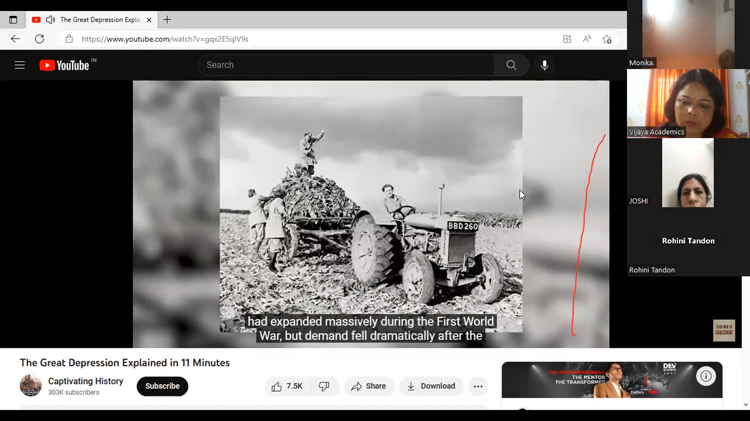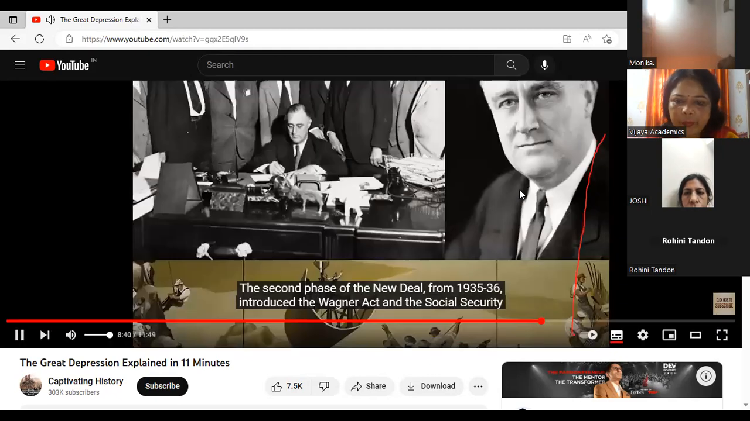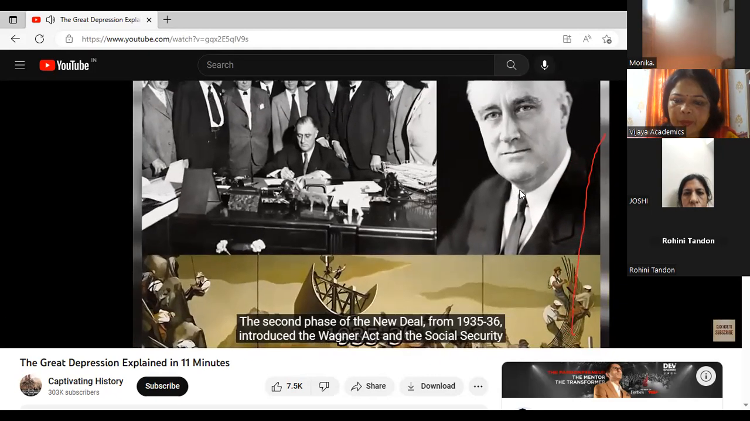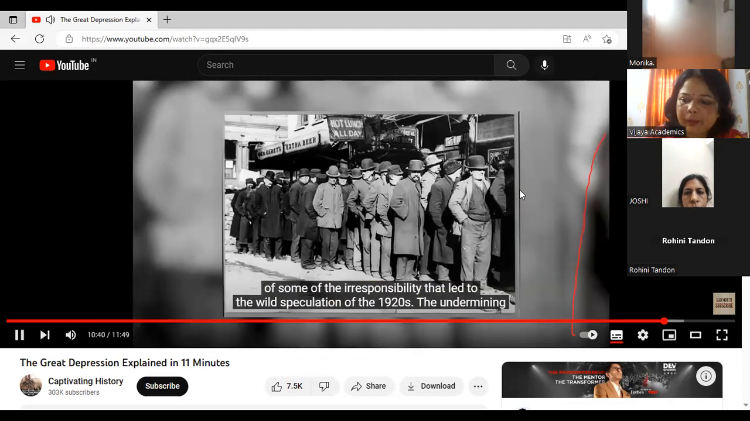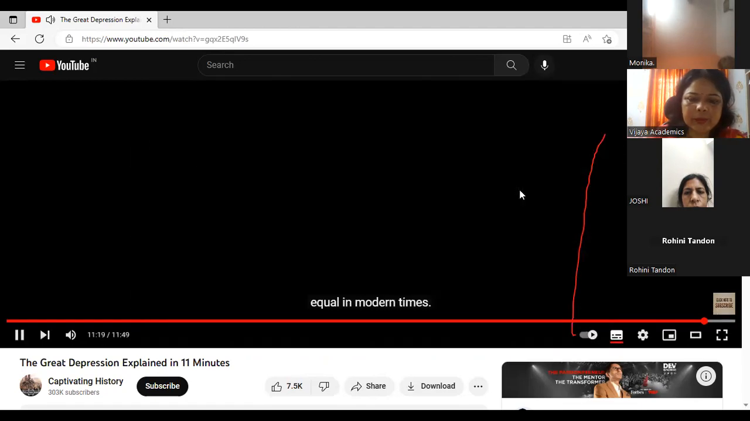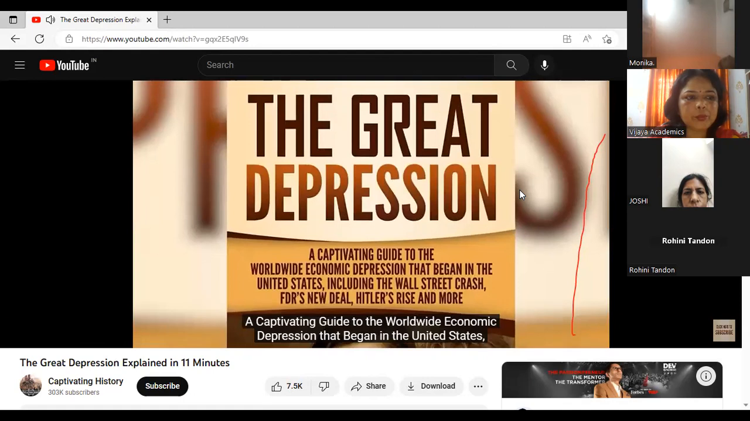Agriculture had expanded massively during the First World War, but the second phase of the New Deal from 1935 responsibility that led to the wild speculation in the 19th. To learn more about the Great Depression, check out our book, The Great Depression, A Captivating Guide.